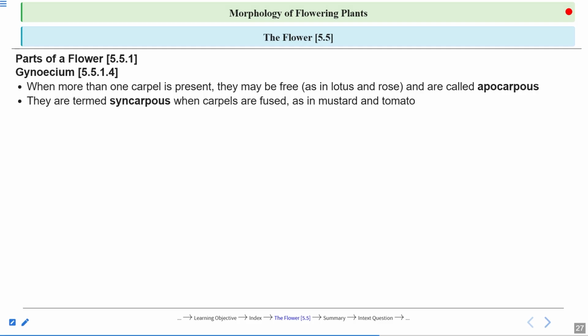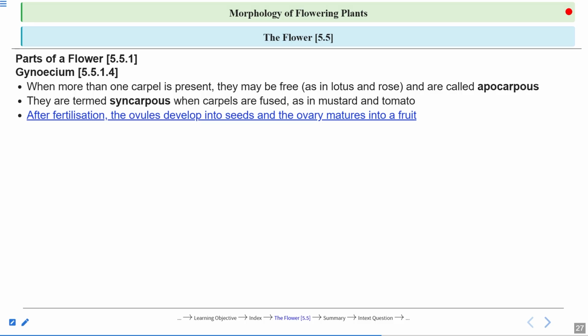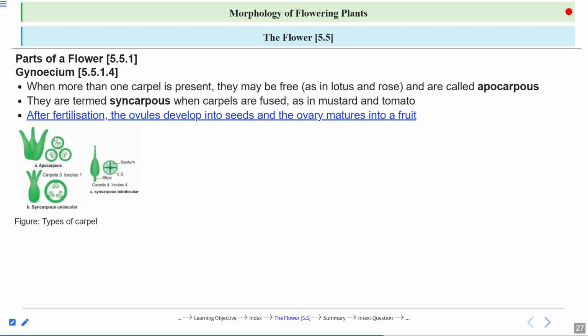But when all the carpels are fused together, that condition is called syncarpous, right? That you see in the case of mustard and tomato. After fertilization, the ovule develops into the seed and the ovary matures into the fruit. This you all know, that when there is a process of fertilization, the ovary transforms into fruit and the ovules transform into the seeds. So all the seeds that you see in the fruit are ovules only, right? So this is the apocarpous condition.